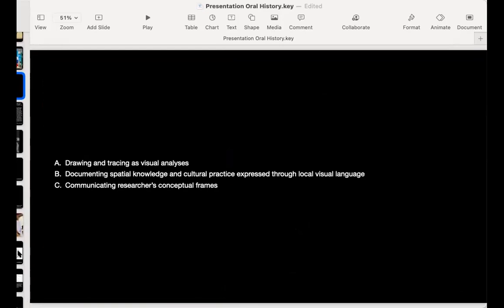So the next thing that I want to raise is that we can think of the visual method in many different approaches, and I will only highlight three here. Okay, the first is drawing and tracing as visual analysis, and then we'll look at documenting spatial knowledge and cultural practice, and then finally communicating researchers' conceptual frame. Okay, what do I mean by the first one? So drawing and tracing as a visual analysis.